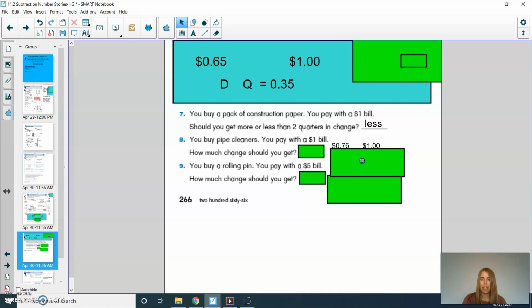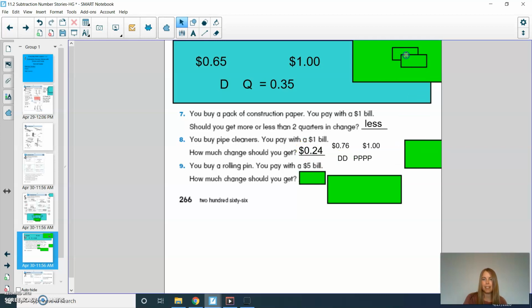So when I find my price for pipe cleaners, I know pipe cleaners are 76 cents and I'm paying with a $1 bill. So if I'm at 76 cents, I can think, well, a dime is going to get me to 86, another dime is going to get me to 96, and then I can add my pennies. I could have done it the other way too. I could have started with 76 and added my pennies first to get to 80 and then go back and add my dimes. That's probably the way that you did, is doing your pennies first. But either way, we're still going to get the same answer of 24 cents.